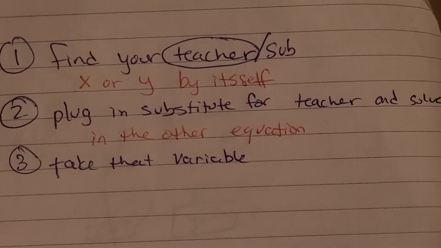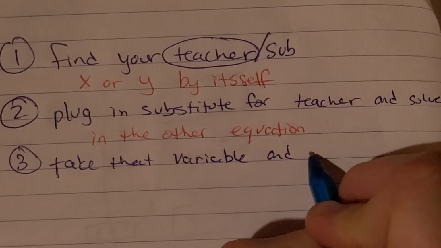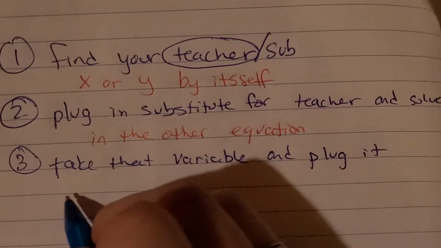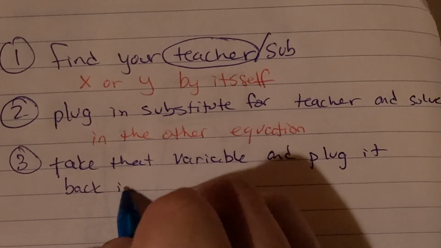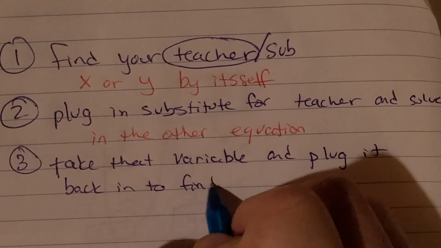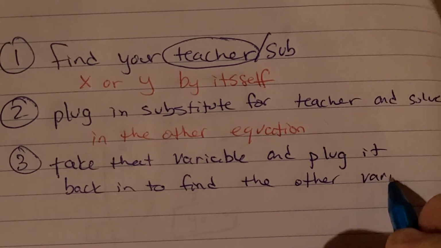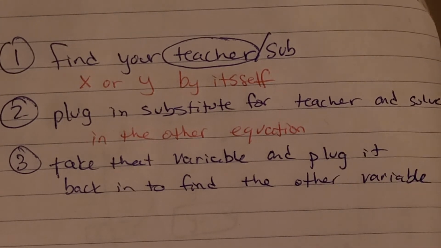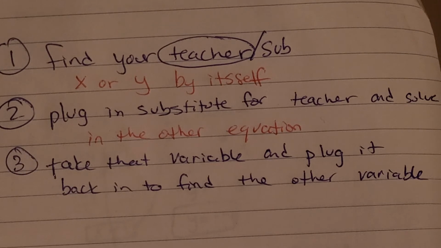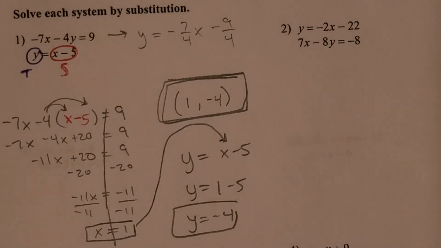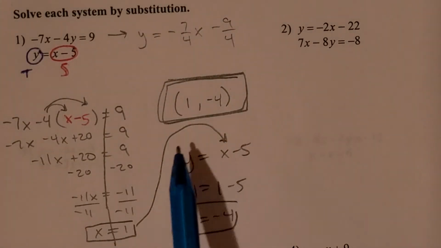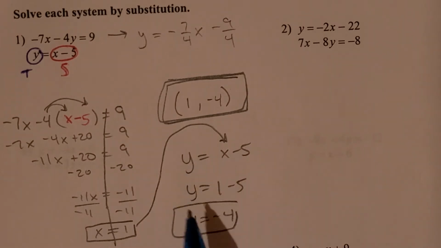But you take that variable and plug it back in to find the other variable. A little wordy, but I think you got it. Take that variable, plug it back in to find the other variable. That's usually the quickest part. That's what we did right here. Y equals x minus 5. I plugged it in. That took us what? 3 seconds? I don't know.